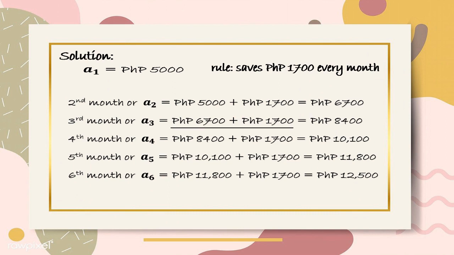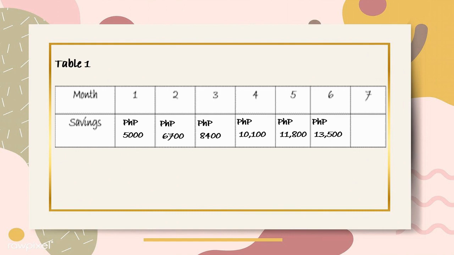For the third month, 6,700 pesos plus 1,700 pesos is equal to 8,400 pesos. For the fourth month, 8,400 pesos plus 1,700 pesos, so that would be 10,100. Let's summarize our answer using the table below. For the first row, we have the number of months, while on the second row, it is the amount of savings. How much is Miss Jersine's savings after 7 months?